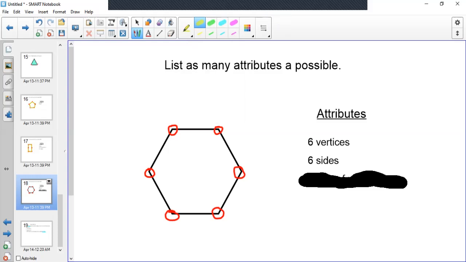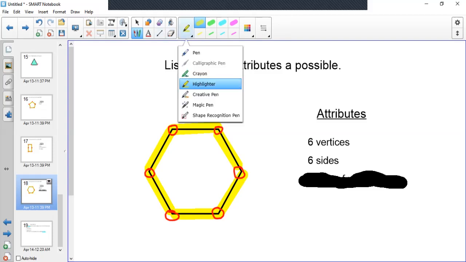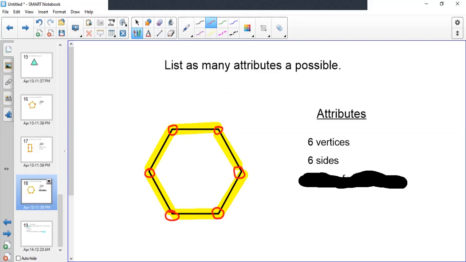Here we go. 1, 2, 3, 4, 5, and 6. So we have 6 side lengths as an attribute for this hexagon. Are there any more attributes we can list? Wow, parallel lines. How many sets of parallel lines did you find?